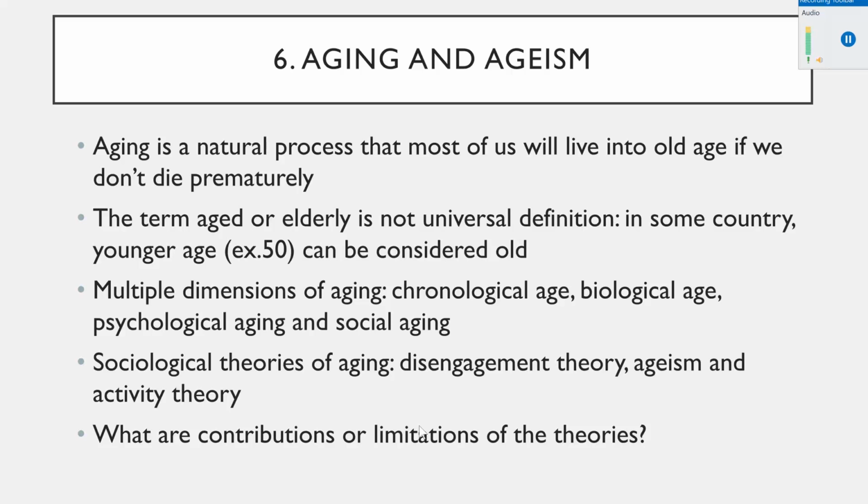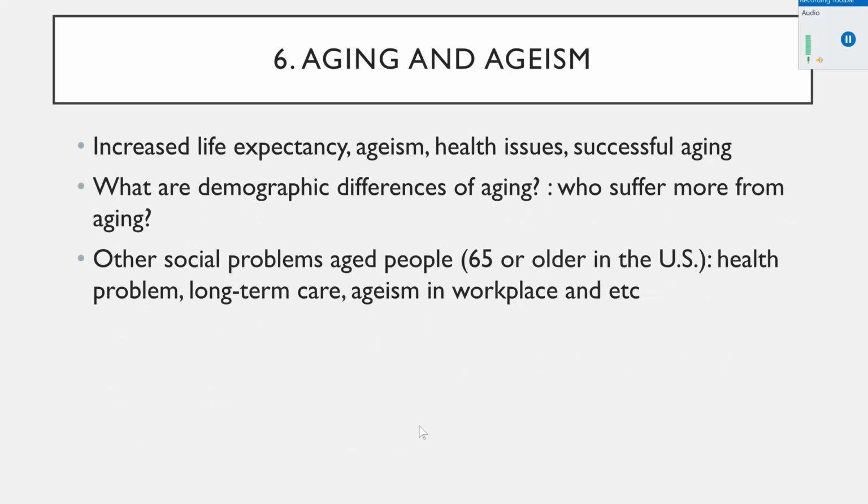Sociological theories of aging describe aging as disengagement, ageism, and the activity theory. And what are the contributions or limitations of the theory? So I want you to look at that again: what are the main explanations and what are the criticisms of each theory. So we have increased life expectancy, ageism, health issues, and success of aging covered in that chapter.